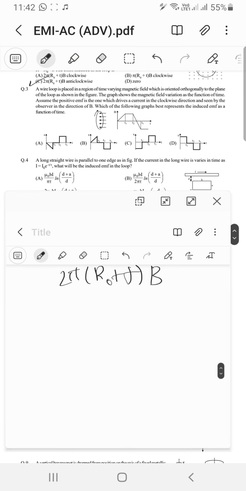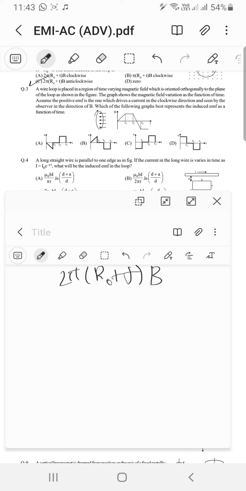A wire loop is placed in the region of time varying magnetic field, which is oriented orthogonal to the plane of the loop as shown in the figure. It's like this. Okay, the graph shows the region of time varying magnetic field. Fine. The graph shows the magnetic field variation as a function of time. Assume the positive EMF is the one which drives the current in a clockwise direction as seen by the observer in the direction of B.